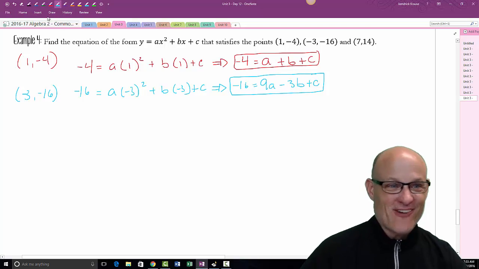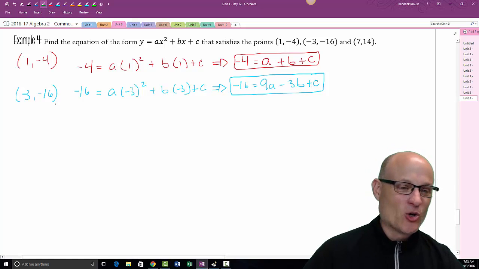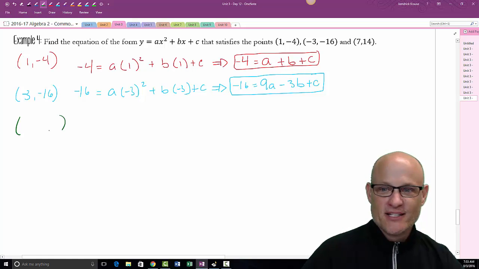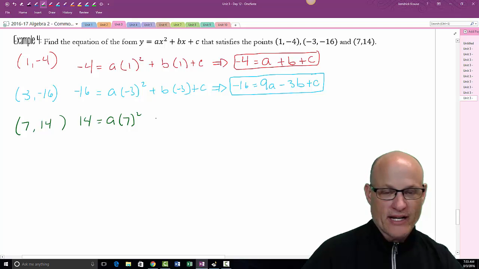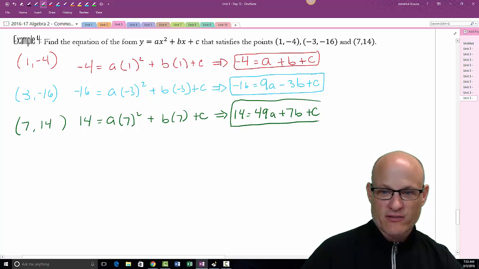We're almost done with the problem. This is so exciting. Let's go green. Ha, said it again. 7, 14. So in for y goes 14. In for x goes 7. So that's 7 squared. That's ginormous. Plus b times 7 plus c. Clean it up. 14 is equal to 49a plus 7b plus c.